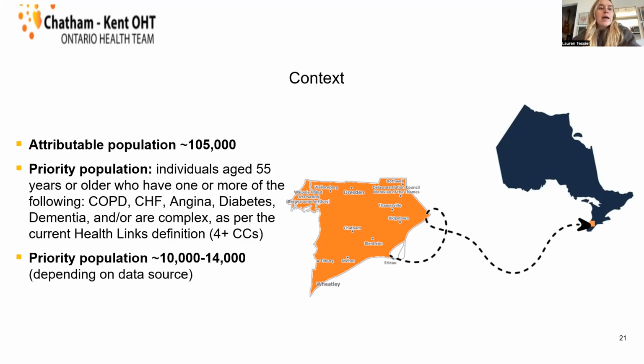So with that being said, as Mike said, I'm the Impact Fellow working with the Chatham-Kent OHT. Chatham-Kent is located in southwestern Ontario. It's described as a community of communities, definitely on the smaller side. Our attributable population is about 105,000 people, and the priority population was defined as individuals aged 55 or older who have one or more of COPD, CHF, angina, diabetes, dementia, and or are otherwise complex. Provincially, this is 4+ chronic conditions. Depending on data sources, our priority population is somewhere between 10 and 14,000 individuals, so about 10% of our attributable population. You can go to the next slide, Leslie.